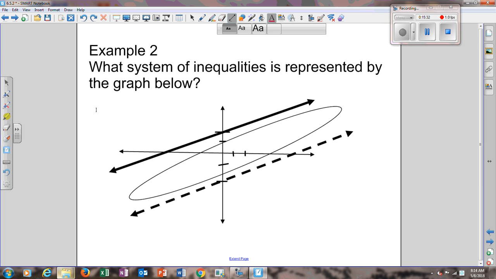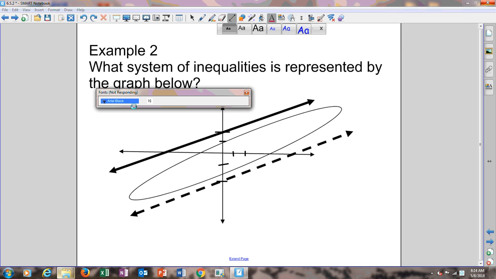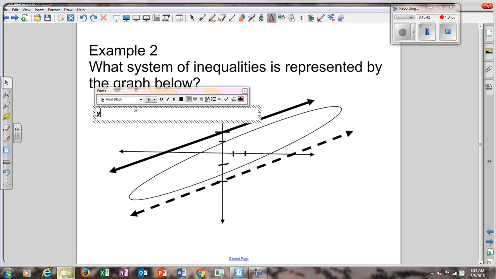So for your top line, it'll be y. Of course, it's not responding.